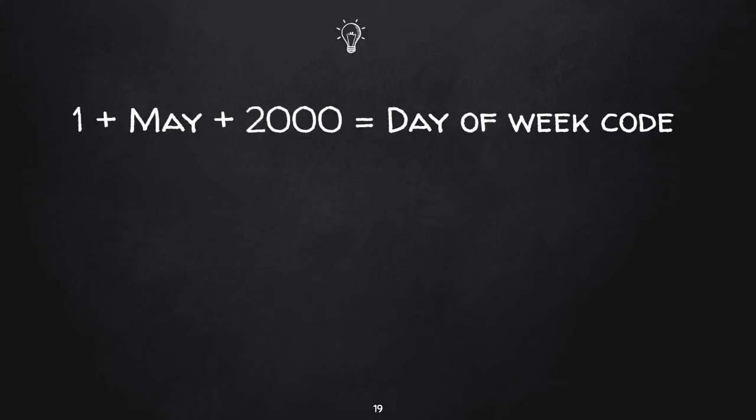Now we know the formula for calculating the day of the week code is date plus month code plus year code. The date is as simple as it is 1. The code for 2000 we have already memorized in our previous lecture. And the code for month is 0. So we get the formula as 1 plus 0 plus 0, which is simply equal to 1.